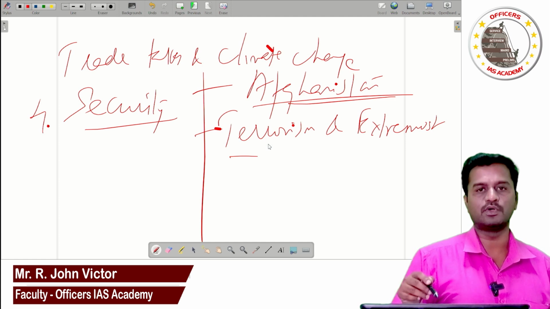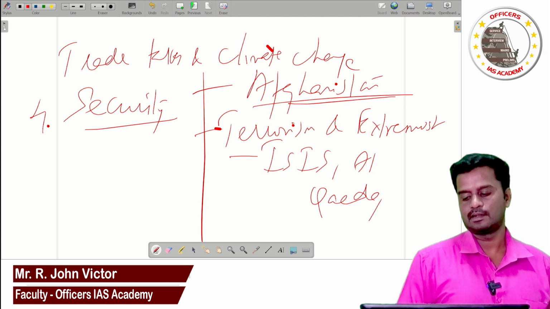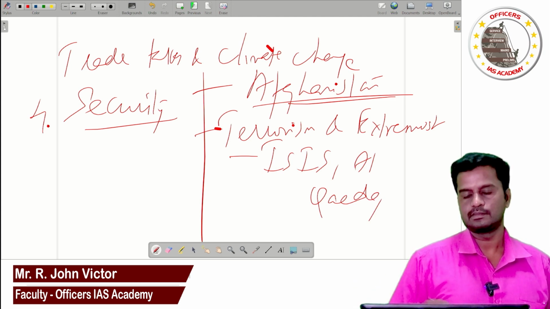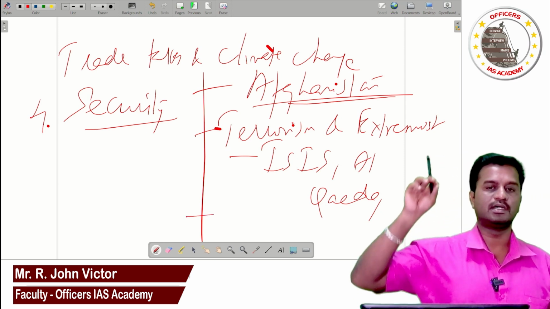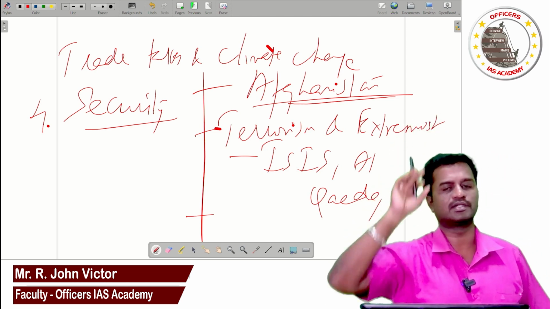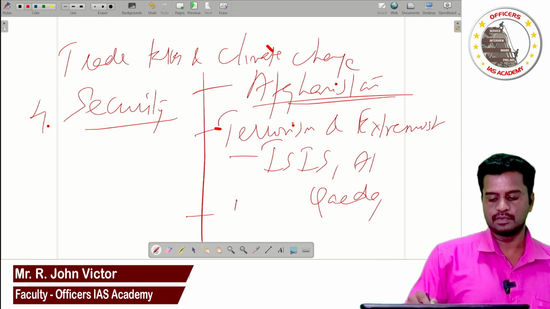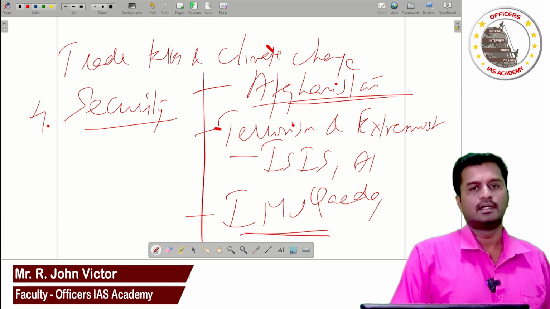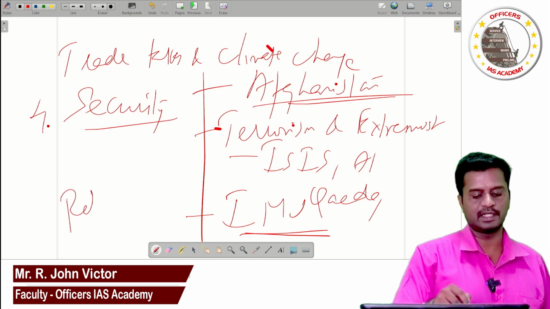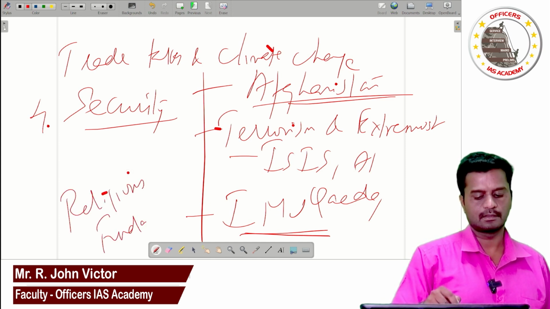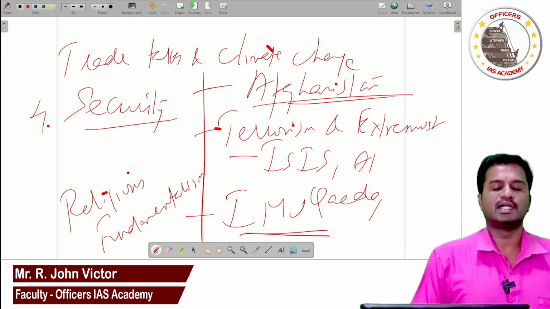Mention the important groups which pose a threat: ISIS, Al-Qaeda, these are some important groups. Then mention about the challenge of terrorism in Central Asia itself. Central Asia itself faces challenge from terrorism and extremism. One important group is IMU. It is similar to Taliban. Islamic Movement of Uzbekistan, IMU. So this is a religious fundamentalist organization. Mention that religious fundamentalism is a threat to CAR.